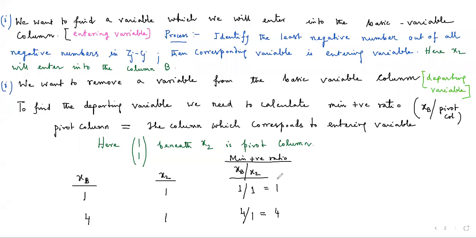Minimum positive ratio. This ratio is a positive ratio. This is a positive value. This is a positive value. Which one is the minimum? This is the minimum one. This is the minimum positive ratio.